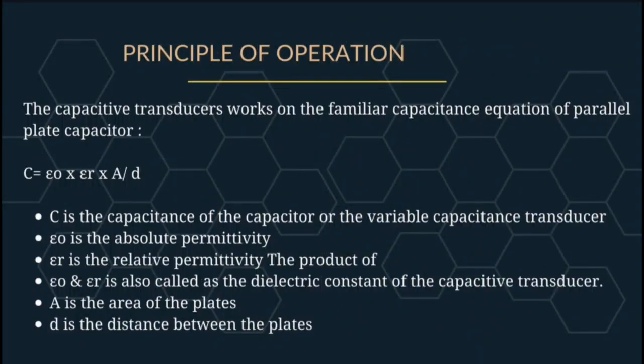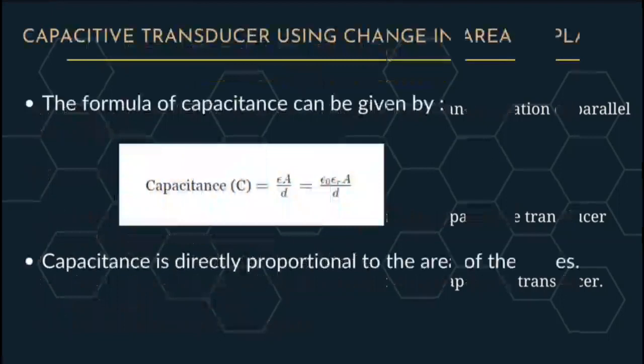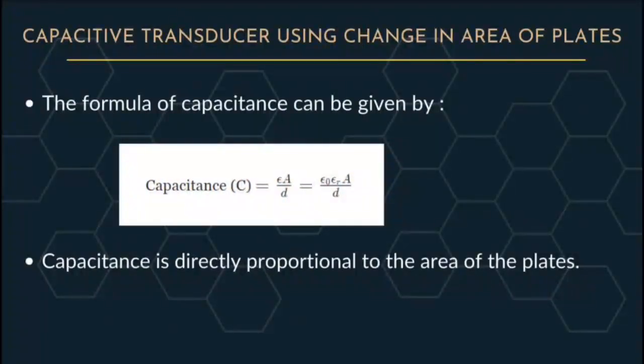The capacitive transducer works on the familiar capacitance equation of a parallel plate capacitor, which is given by: the capacitance of the capacitor equals the absolute permittivity times the relative permittivity times the area of the plates, divided by the distance between the plates. Capacitive transducer using change in area of plates. The formula shown in this slide is the formula of capacitance.